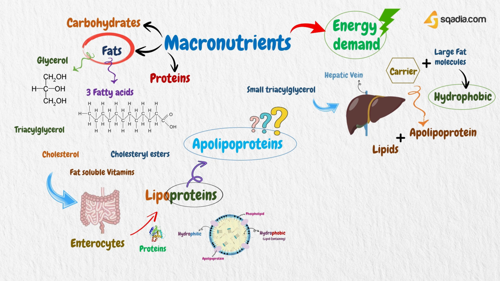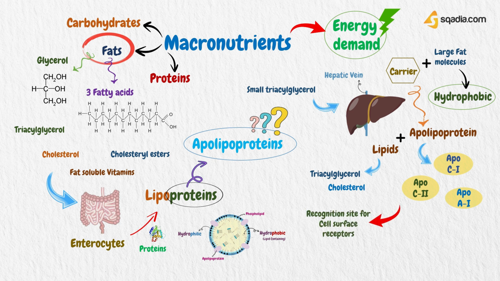They are mainly composed of two portions. Lipids here are mainly triacylglycerol and cholesterol. Second is apolipoproteins. These proteins are divided into various classes based on their structure and function, like ApoC1, ApoC2, ApoA1, etc. They perform a number of diverse functions, such as providing recognition sites for cell surface receptors and serving as activators or coenzymes for enzymes involved in lipoprotein metabolism.